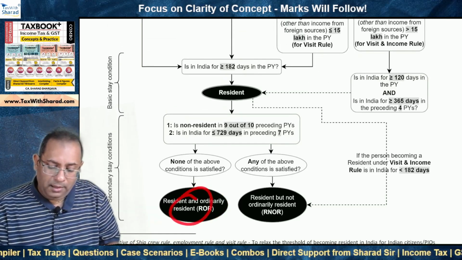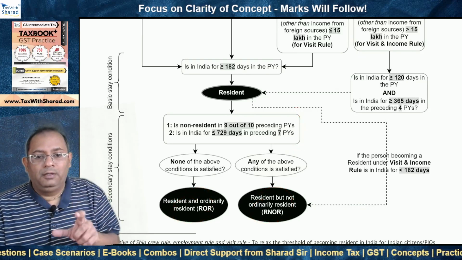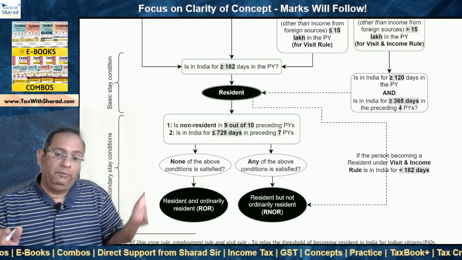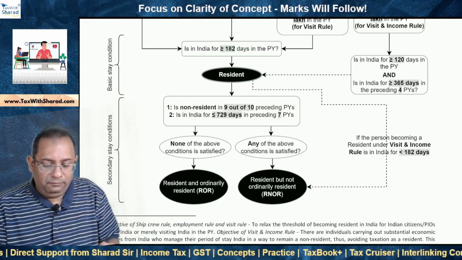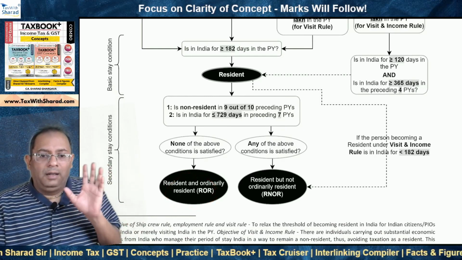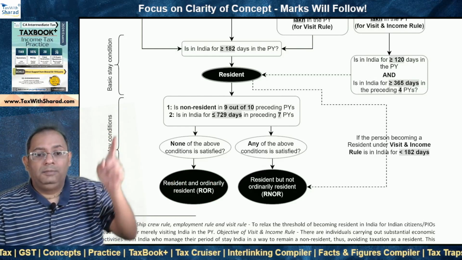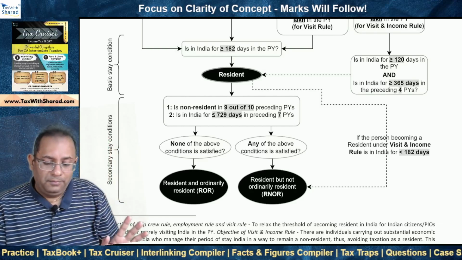So within ROR and RNOR, the secondary stay conditions will help you to figure out the degree of presence of that person in India from a historical point of view. That means in the preceding years. If the nexus is good enough, we will say that yes, you will become an ROR. That means you have a great amount of nexus with India, and consequently your taxability will be the greatest. Global income, worldwide income will become taxable in India.